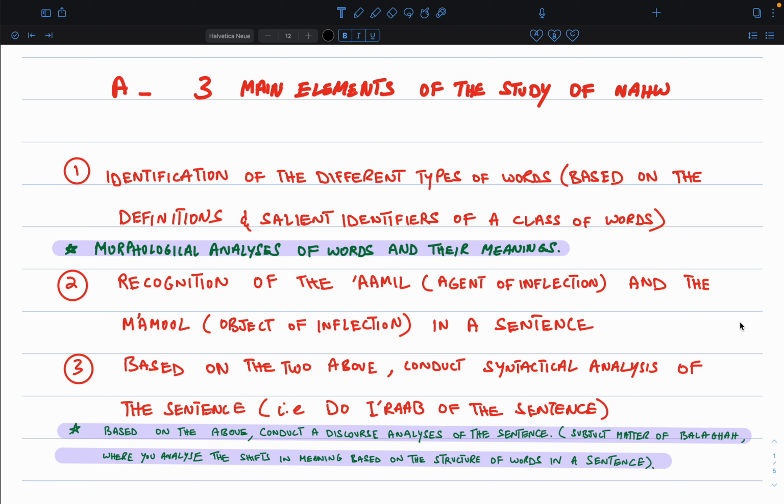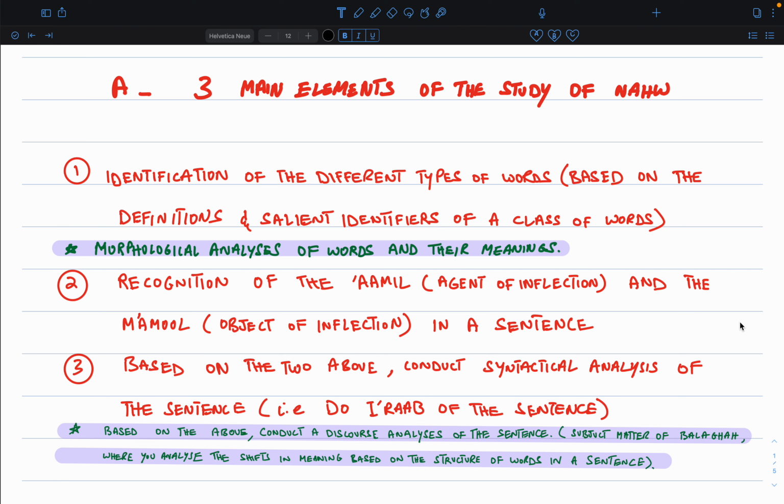Once we have this information sorted, we can move on to the third stage of our study of Nahw, which is based on the two above. You conduct a syntactical analysis of the sentence. This is called i'rab in Arabic. So you do i'rab of the sentence.